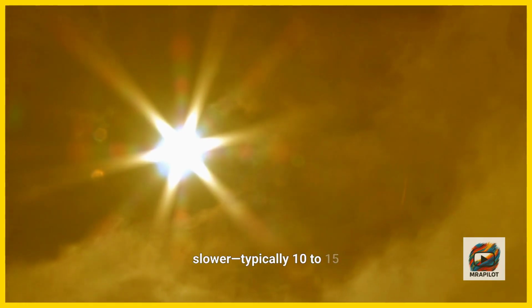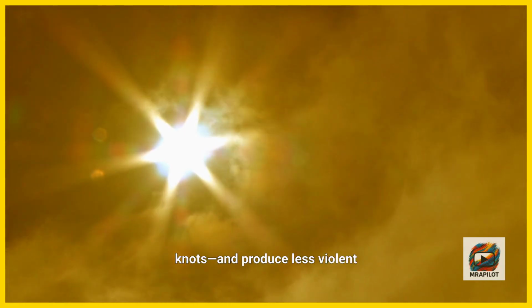Next up, warm fronts. These occur when warm air slides over a retreating cold air mass. Since the warm air rises gradually, the clouds are layered, first cirrus, then altostratus, and finally nimbostratus, bringing steady rain, drizzle, and lower visibility.